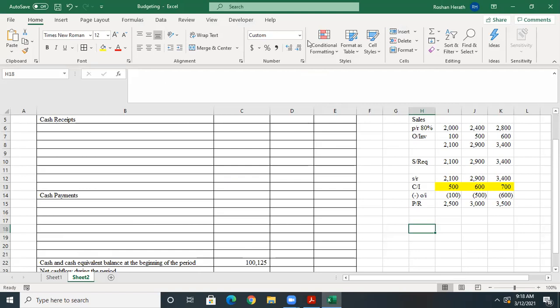So just apply your knowledge on the sales budget and the production budget. That is what supported us to figure out these two figures. Hope you are getting that.